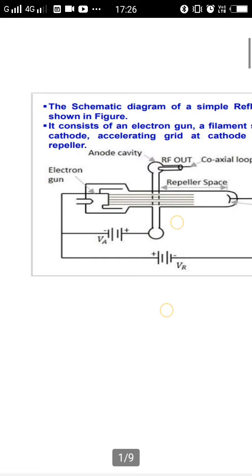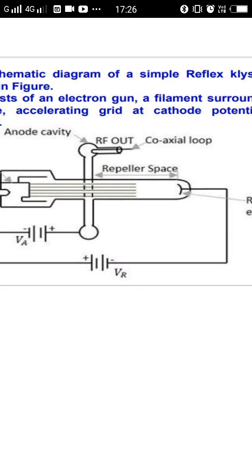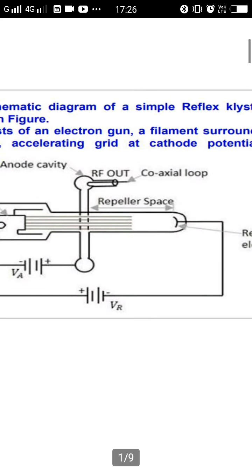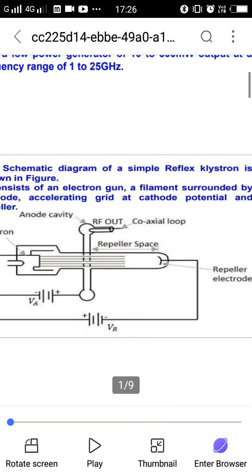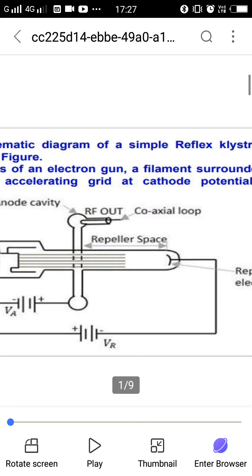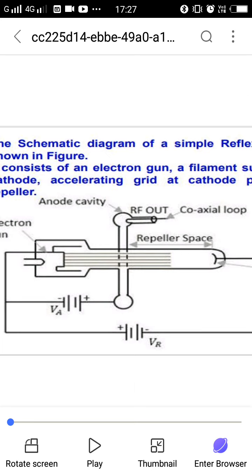After that, on this side we connect a repeller, which gives a negative supply. This is the repeller voltage. Observe, this terminal is connected to the negative terminal, so the repeller produces a negative charge here. Now this is the cavity, and the electrons move up to the cavity.